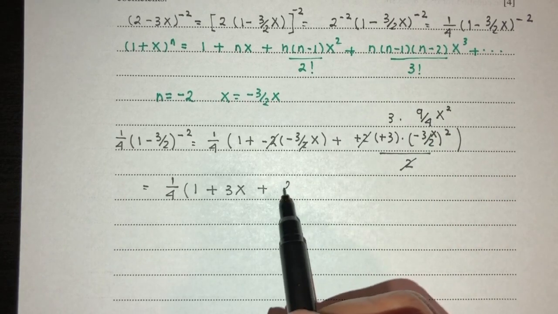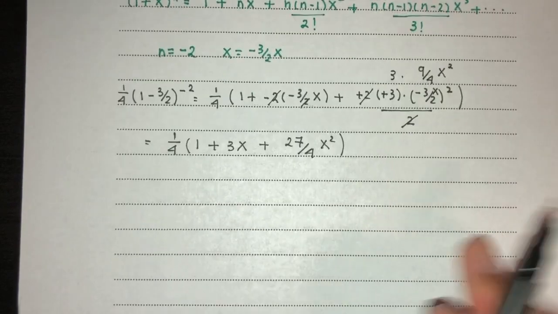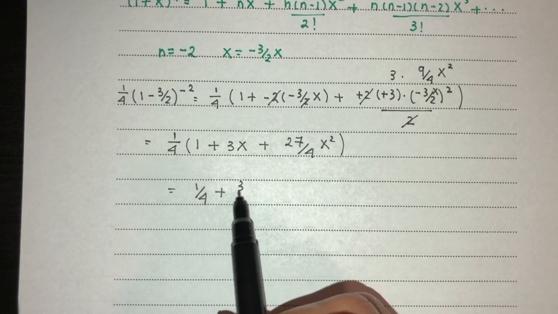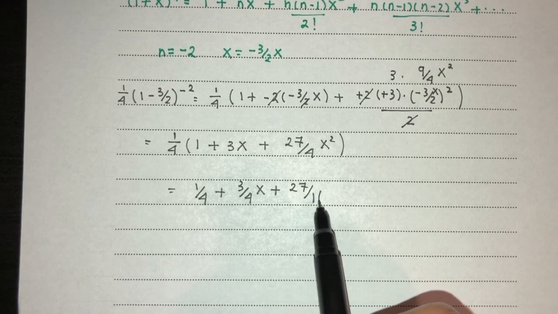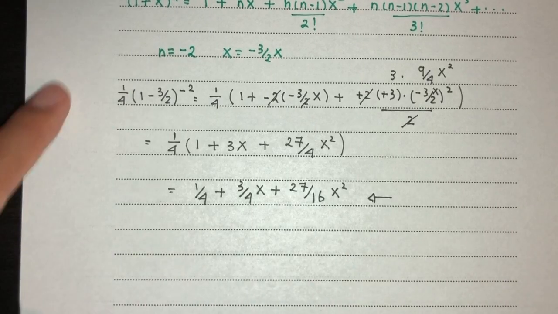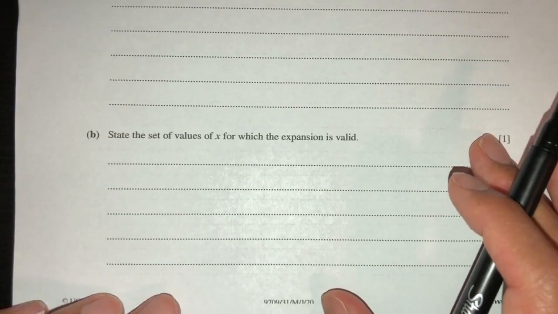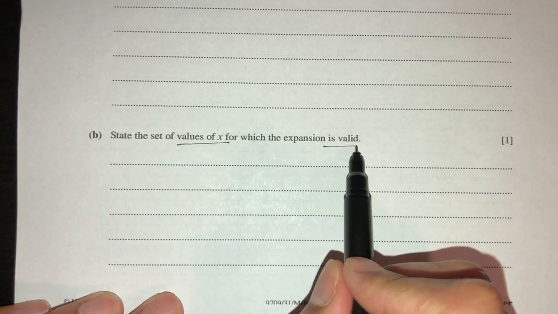That will be plus 27 over 4x squared. Now we have to expand. You will have 1 over 4 plus 3 over 4x plus 27 over 16x squared. Okay, that will be your expansion until the x squared term. Now for part B, state the set of values of x for which it is valid.